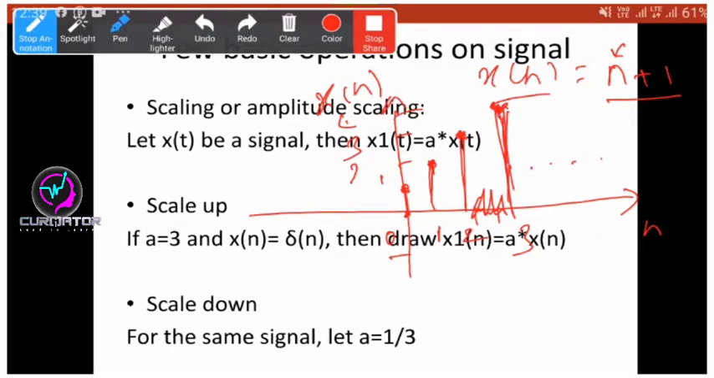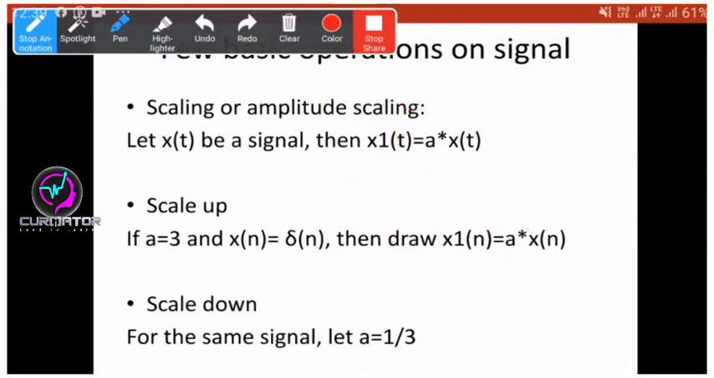So this is how we can plot x of n, which is represented as a function. Now let us see how to plot a set of values of x of n. If x of n is equal to some set of values like 2, 3, 2, 1, 0, minus 1.